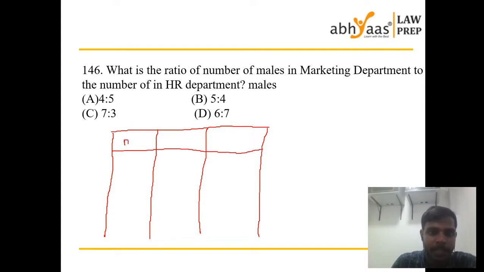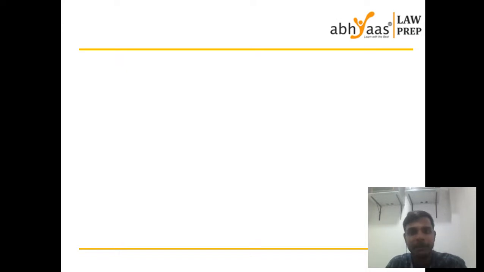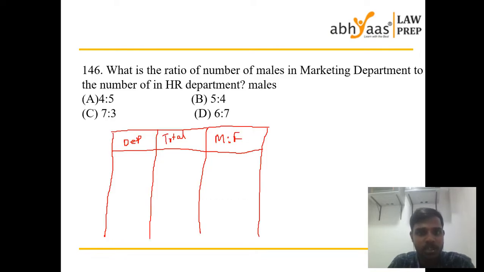This is the department, the total number, and the male to female ratio is given. If you see the data, the total number of people is 4,500. I'm not going to touch this 4,500 now. It is given that 18% of the total number of employees work in the IT department. The first department is IT, so I'm writing IT here.